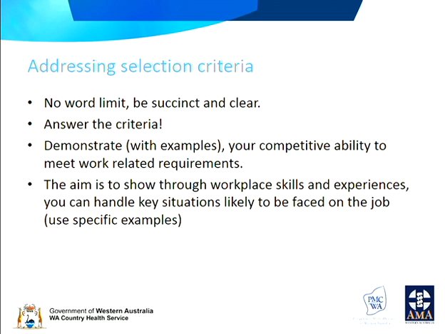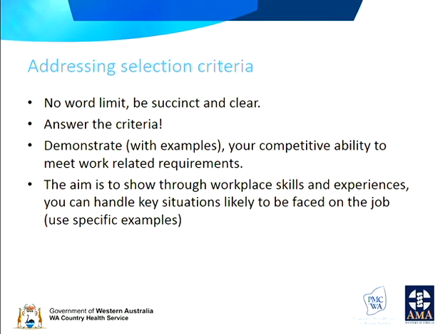So finally, the selection criteria. There's 7 of them this year. There is no word limit, but it's always preferable to be as succinct and clear as you can. The other important thing is to use specific examples. So rather than saying I have good interpersonal skills because I am a good communicator, that's not actually providing any information to back it up.